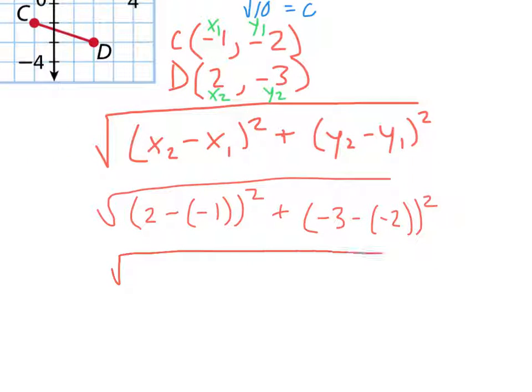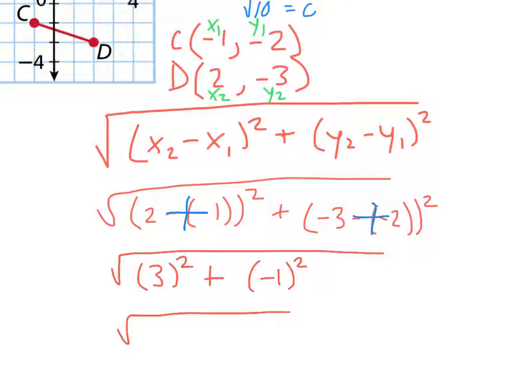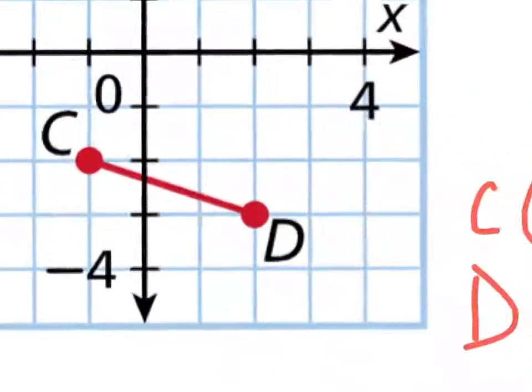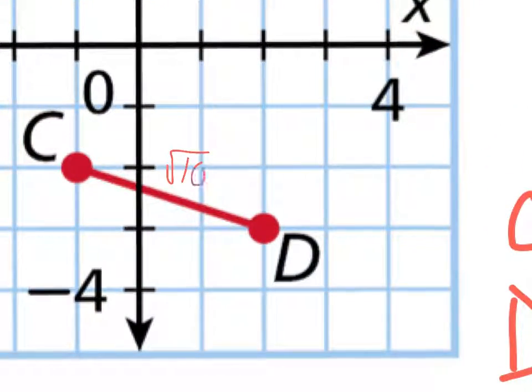So we have the square root of 2 minus -1. Remember, this becomes a big plus sign. So we have 2 plus 1, which would be 3 squared, plus -3 minus -2. So this becomes a big plus sign. So we have -3 plus 2, which is -1 squared. So we have the square root of 3 squared is 9, plus -1 squared is 1. So the distance will be the square root of 10. So the length of CD is root 10.